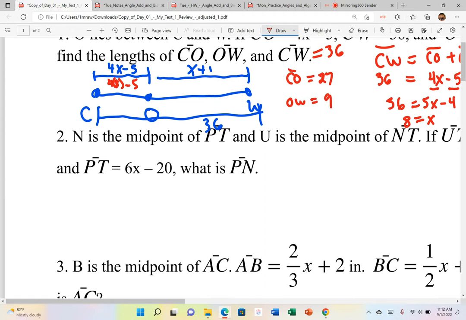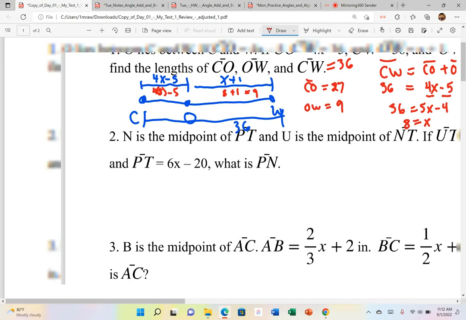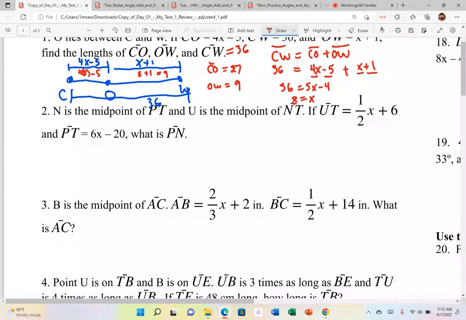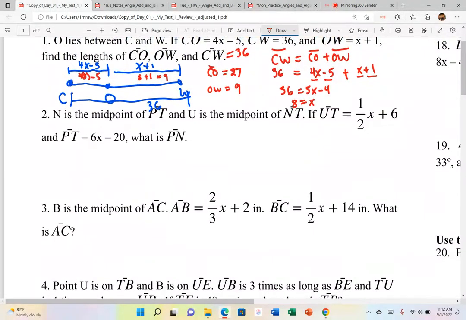Now, how did I get 9? Well, easiest way, 36 minus 27 equals 9, right? Or plug it in, 8 plus 1, and that gives me 9. Okay, again, this picture is not drawn to scale. It's drawn for visualization. Okay, so be very careful with that. All right, next thing we're going to talk about is number 2.